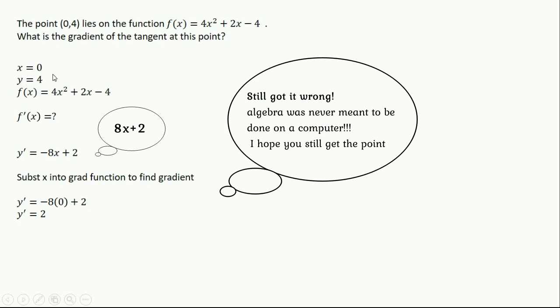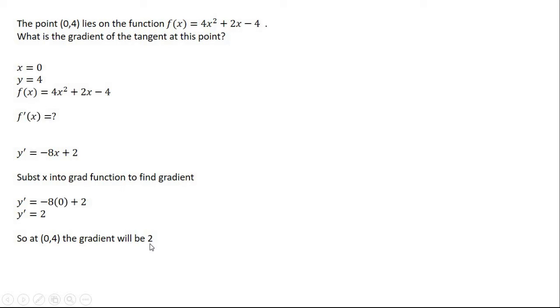Just beware, some people might be suspicious. They gave me y equals 4 and I didn't need it. That's very common in this exam, right? They give you some superfluous information you don't need. So don't worry about that. You've got your answer, and the gradient at (0, 4) will be 2, which was quite good. Okay, that's a very simple question.